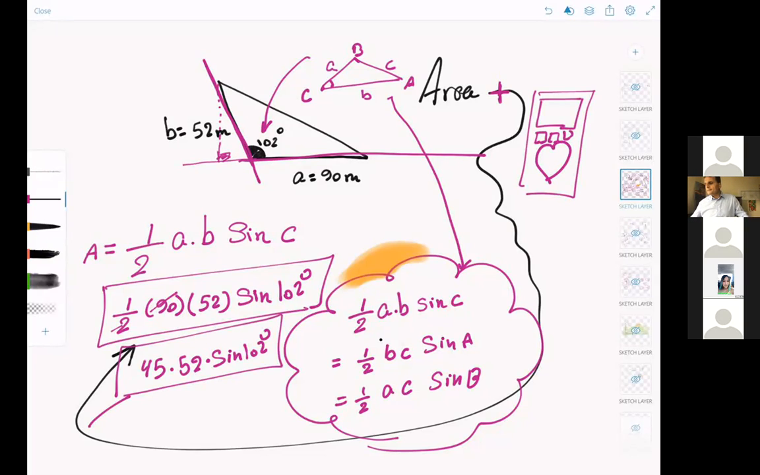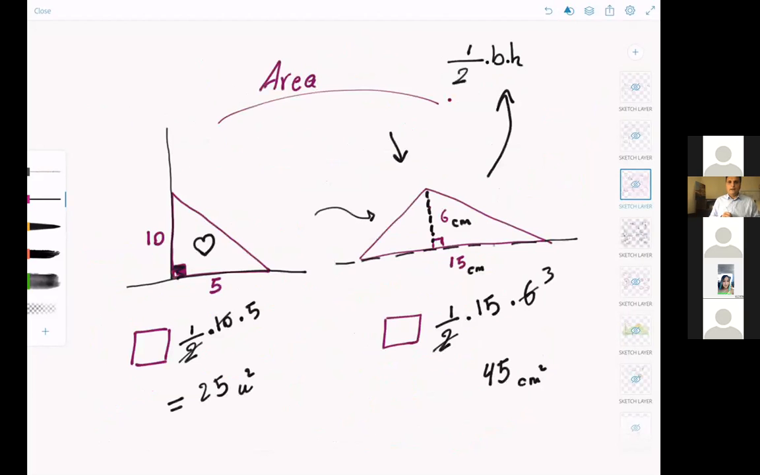Professor? Yes. Why couldn't we just do base times height divided by 2 again? I think you said it, but I missed it. Yeah. So base times height. In this triangle here, what is the height? We don't have the height, correct? Here we had the height, because height happens when it's 90 degrees, correct?